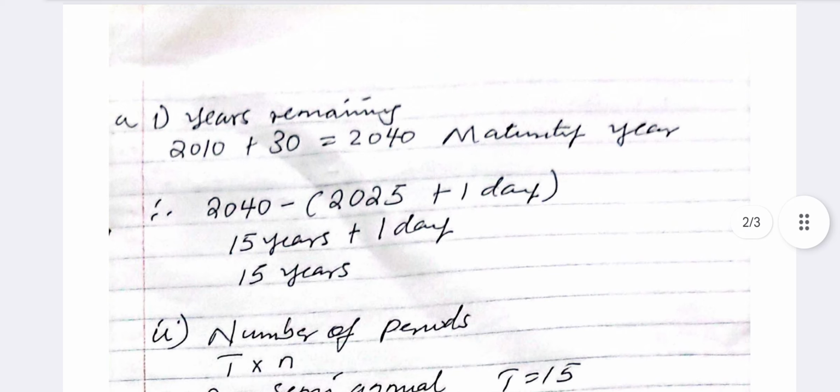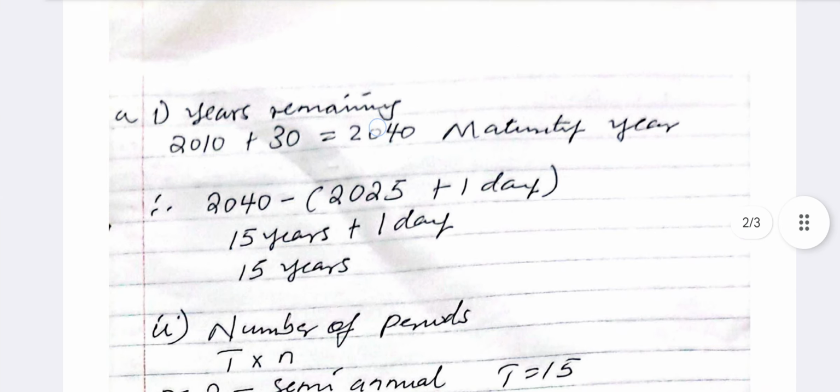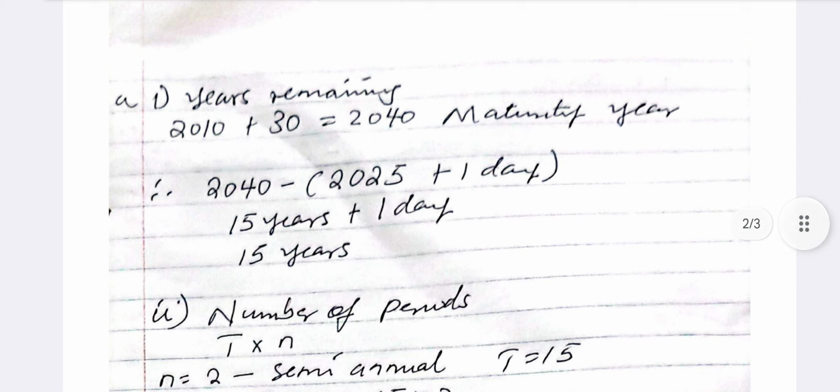So with the number of years that are remaining, in our question we are told that the bond was issued in 2010 and it has a maturity of 30 years. So when we get that 2010 when the bond was issued and the 30 years of maturity, we are going to discover that this particular bond is going to mature in the year 2040. Okay, so the year 2040 is when it's going to mature. So we have that in check.